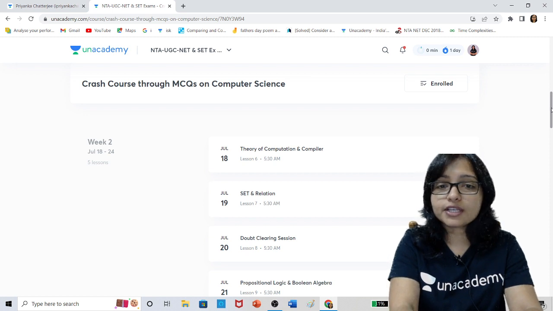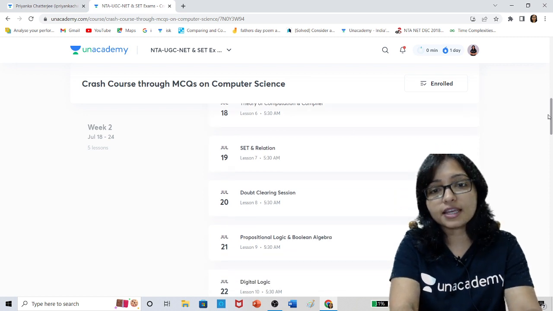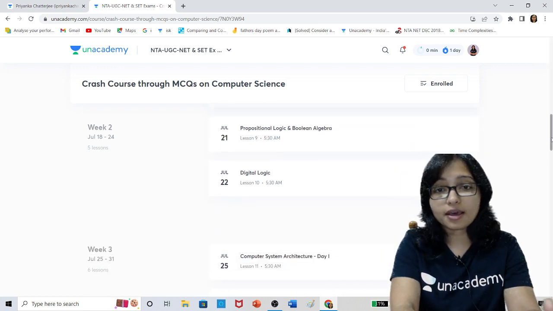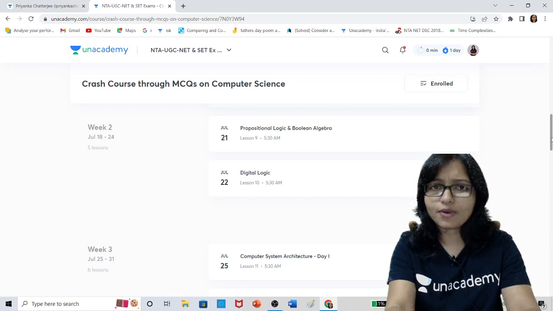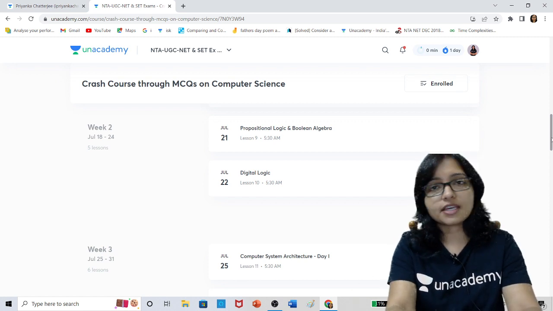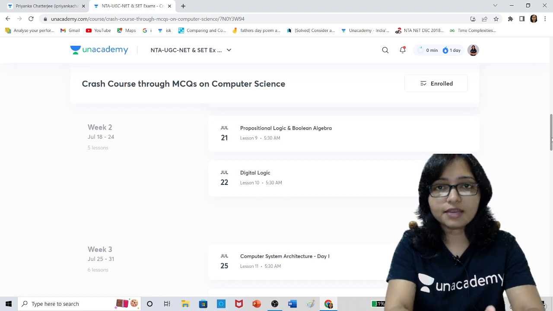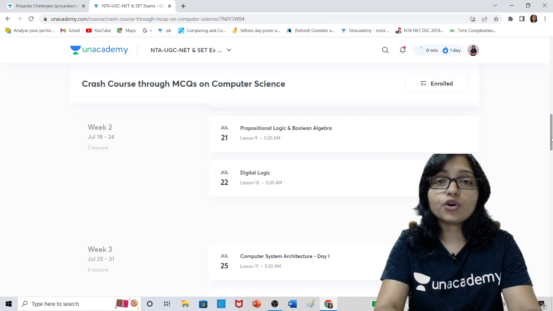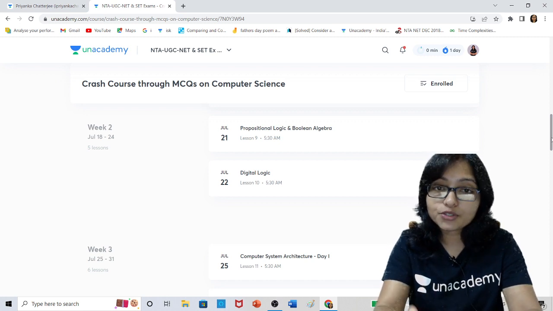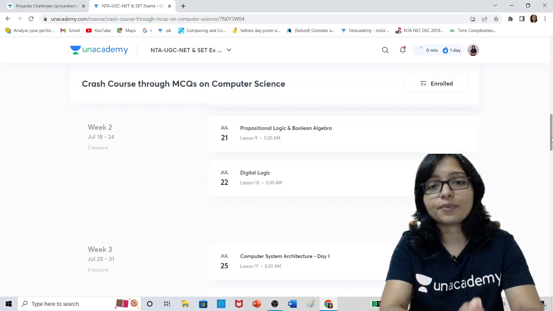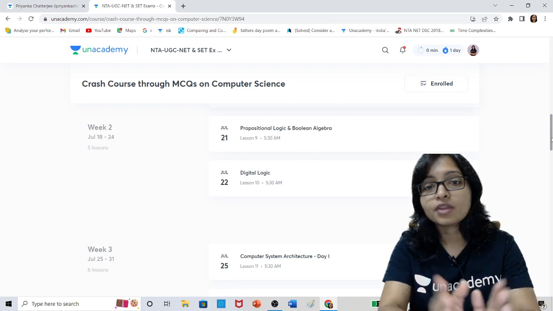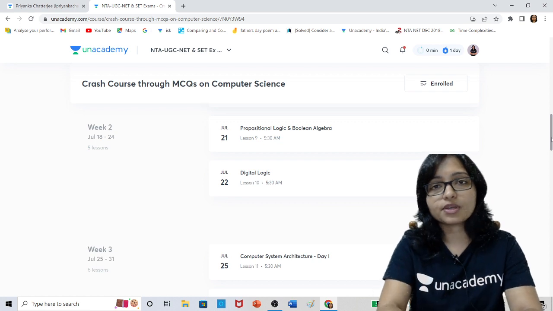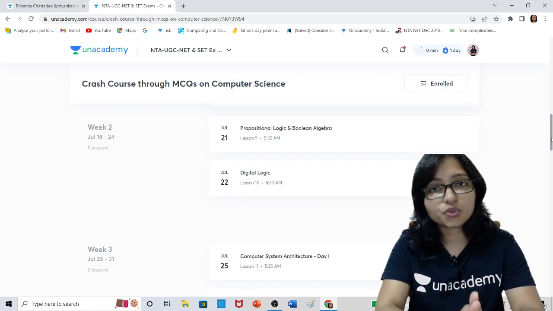Then we will go for set theory and relations. After that again you are getting a doubt clearing session. After that, propositional logic and Boolean algebra together. Why? Because these subjects are very much related and all the formulas are actually the same. Even propositional logic questions you can solve using Boolean algebra and Karnaugh map. So that you will learn here. From propositional logic also always 2 to 3 questions come, and Boolean algebra simplification also always has 2 to 3 questions.